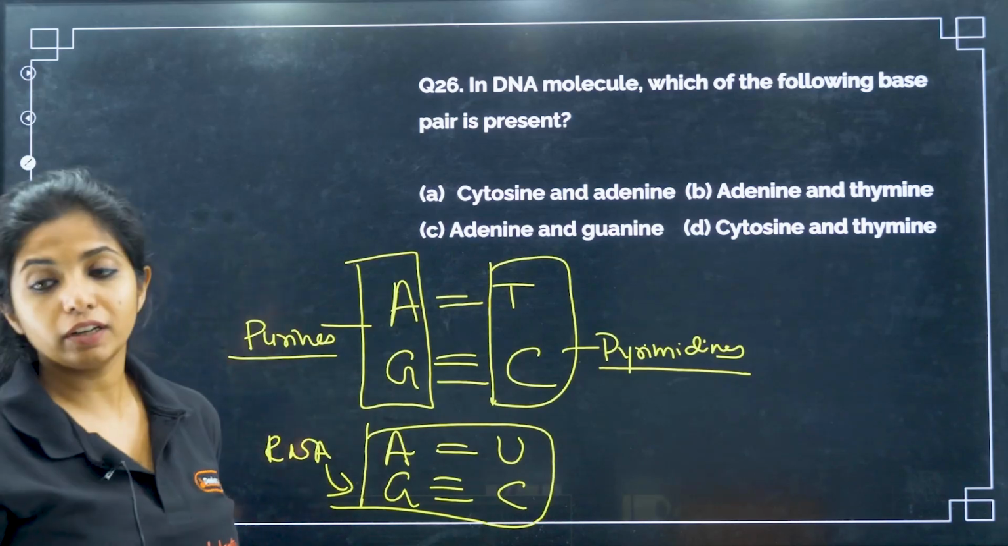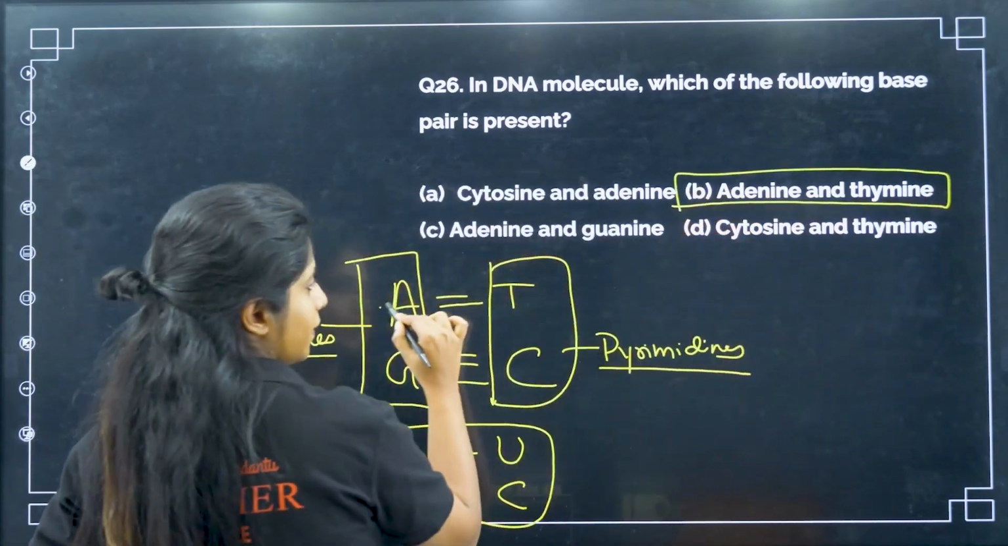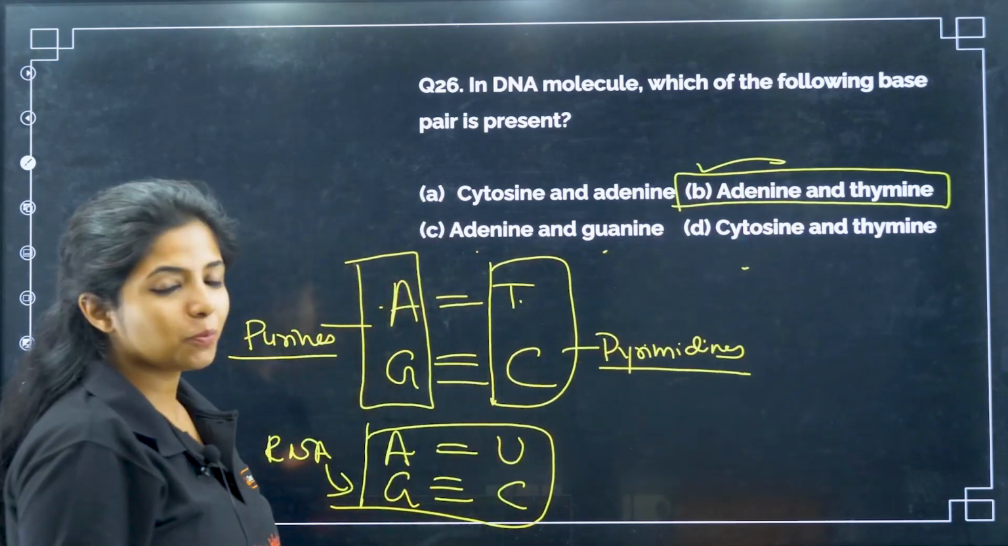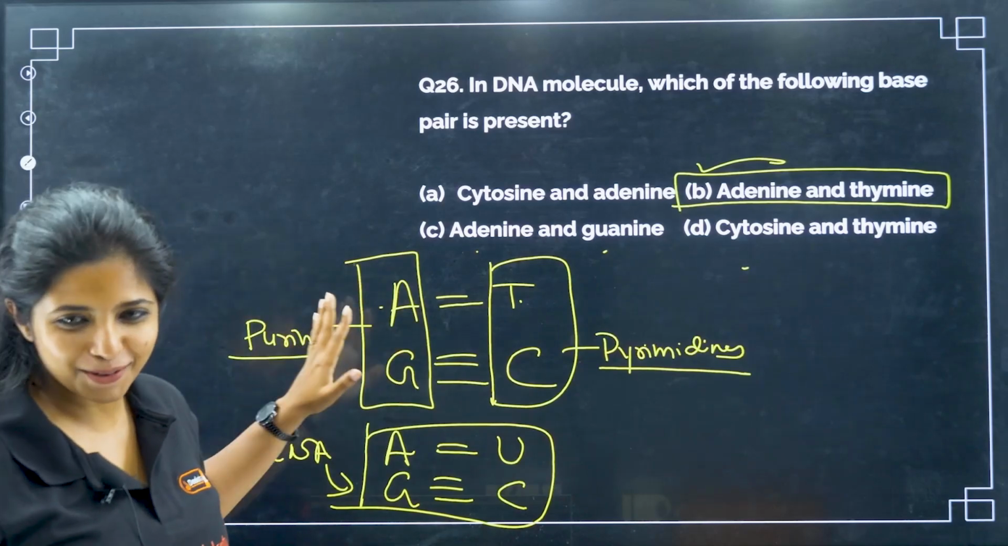Now, in a DNA molecule, which of the following bases are present? Cytosine and adenine? No. Adenine and thymine? Yes, my dear children, adenine and thymine. Not adenine and guanine, not cytosine and thymine. Always remember AG. AG, come here. Okay, so basically that counts in purines.